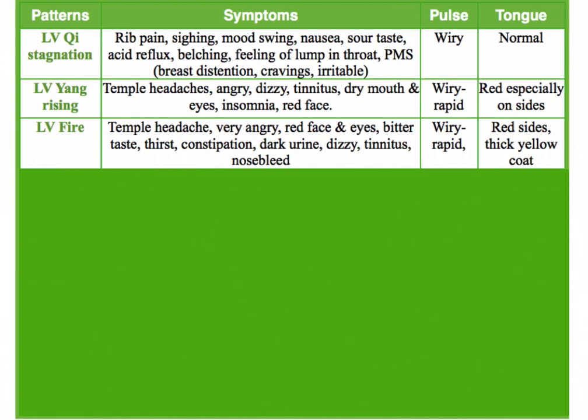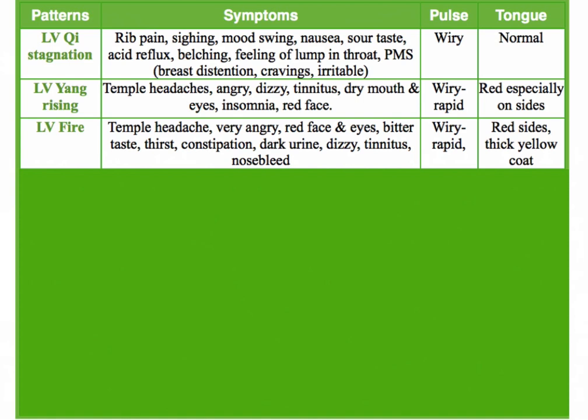So let's look at comparing the patterns. So basically pattern differentiation. I said liver qi stagnation is the catalyst. It's the first, right? It's when you get stressed. If you get more stress, you can get to liver yang rising, and then more and more stress, then you'll get liver fire, right? That's a very common combination that starts at 1, becomes 2, and becomes 3.